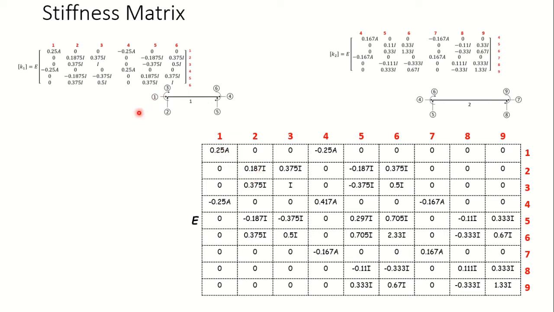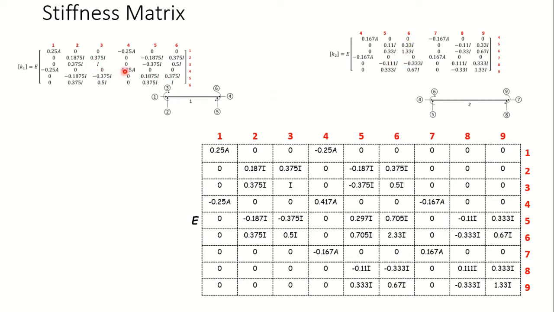K22 similarly, this is related to only first member, coordinate 2. So it will be simply 0.187 times I. Okay, like that we need to look for the coordinates in both the members. Any coordinate which is shared by both the members, you need to consider the stiffness coefficient in both of them and add them together.